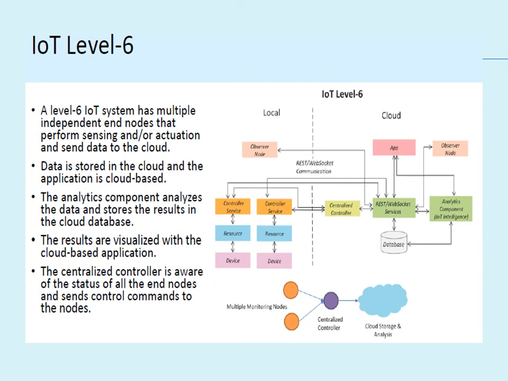Actually, an IoT system comprises the following components. Those are the IoT devices, resources, controller services, and then the database, web service, analysis components, and applications.